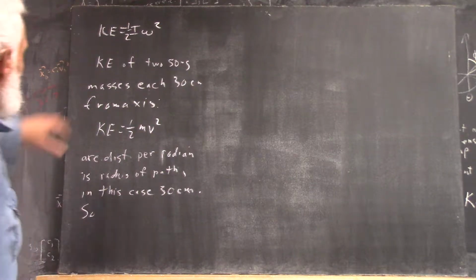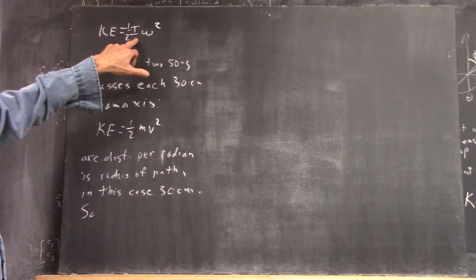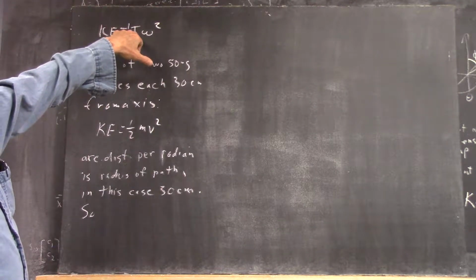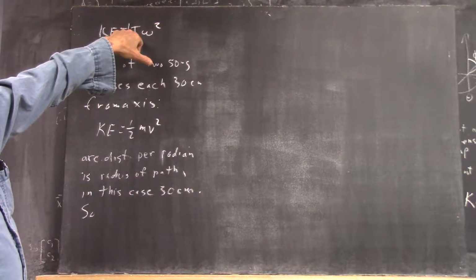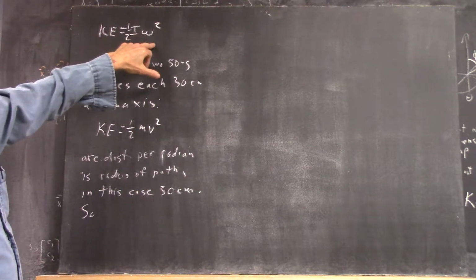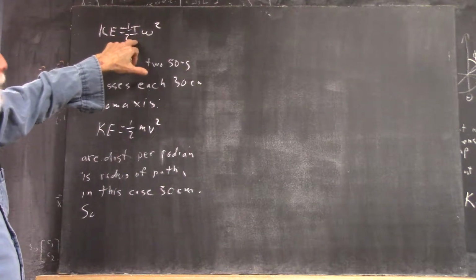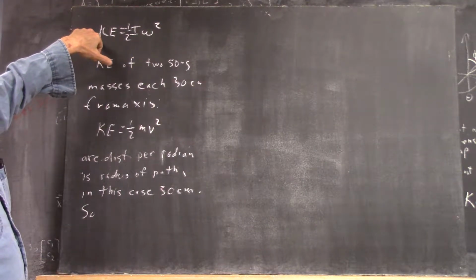Okay, so kinetic energy. This is our definition of moment of inertia I. For any rotating object, rotating about some axis or some point at angular velocity omega, I is whatever you've got to put here to get the kinetic energy. Okay?